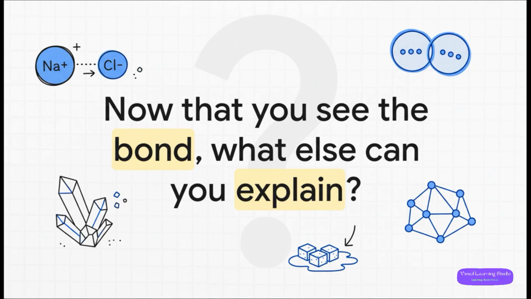Now that you can actually see the difference between a giver and a sharer, what else around you starts to make a little more sense? Why is sugar, which is also a crystal, so different from salt? And why is diamond, which is just carbon atoms sharing electrons, one of the hardest things on Earth? Once you understand the bond, you can start to understand the world.